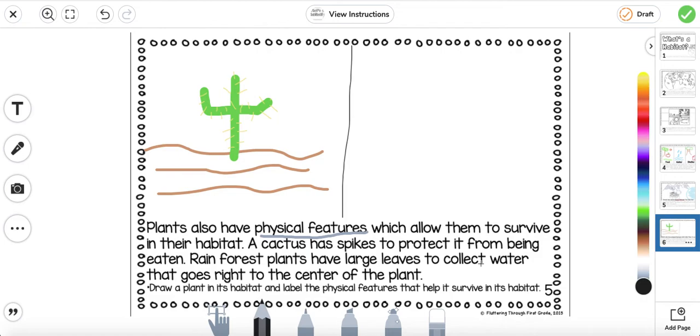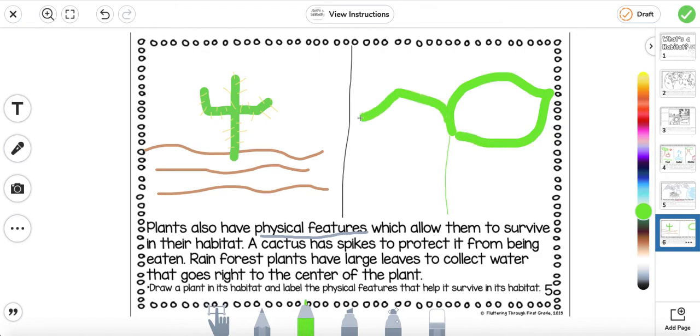And then over here, we were talking about the rainforest, how they have plants that have large leaves to collect water. So we have a plant and it's going to have large leaves. So it has large leaves so that it can collect the water. So if it were to rain, the water would collect and go to the middle. So there would be some water here.